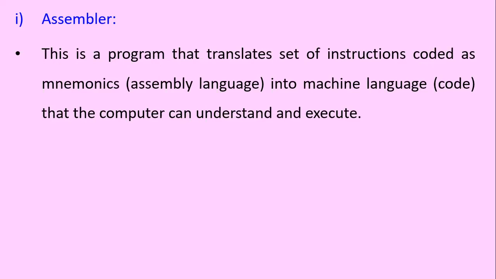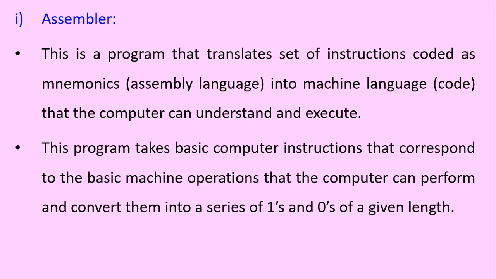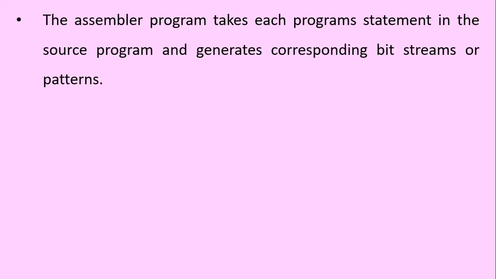An assembler is a program that translates a set of instructions coded as mnemonics, that is assembly language, into machine language code that the computer can understand and execute. This program takes basic computer instructions that correspond to the basic machine operations that the computer can perform, and then converts them into a series of ones and zeros of a given length. The assembler program takes each of the program's statements in the source program and generates corresponding bit streams or patterns.